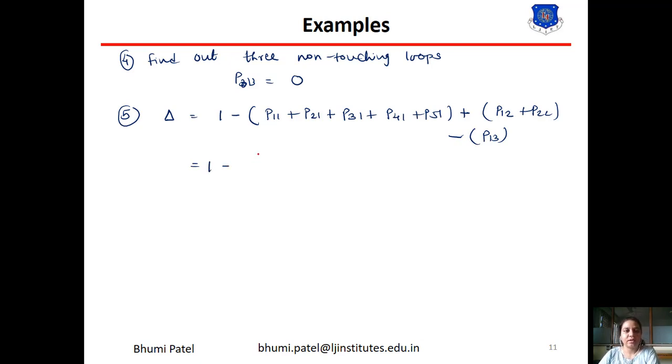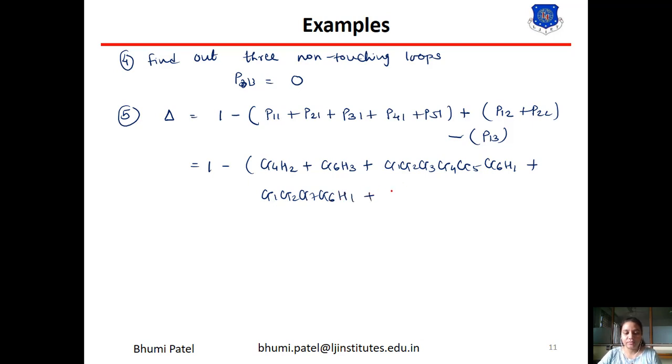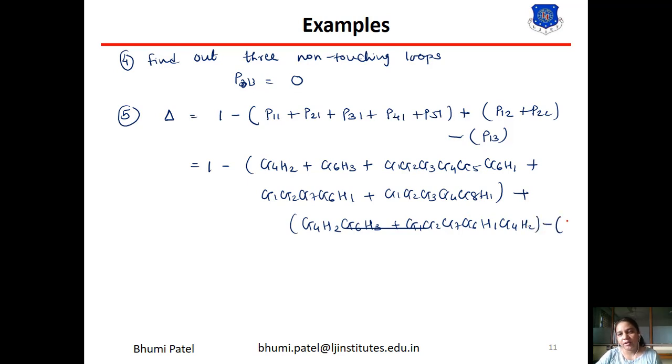1 minus, P11 is equal to G4H1, P21 is G4H2, P31 is G6H3, P41 is equal to G1G2G7G6H1, and P51 is equal to G1G2G3G4G8H1. Plus the 2 non-touching loops: G4H2 G6H3 plus G1G2G7G6H1 G4H2, minus P13 is equal to 0.